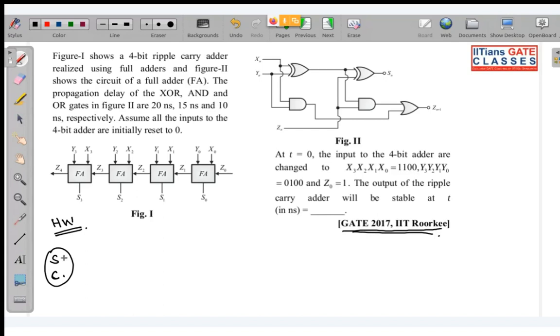Here they haven't told you what the sum and carry will be. Instead they have given you XOR, AND and OR gates. You need to see where all your inputs are changing such that the outputs of the gates are transitioning in the subsequent full adders. See here Z0 is also 1, so the input carry is also 1. You need to check all the things and then solve the question. Is this clear?